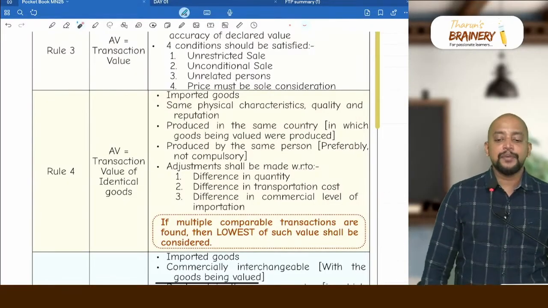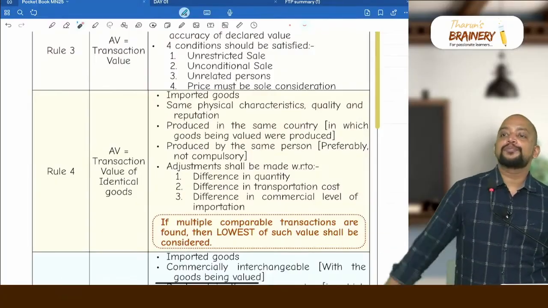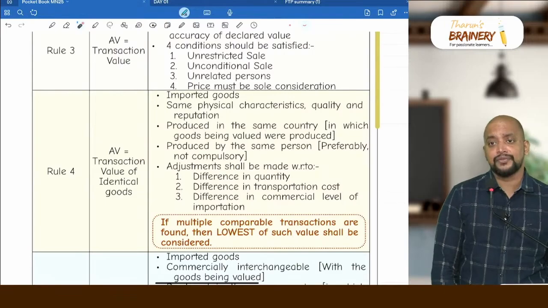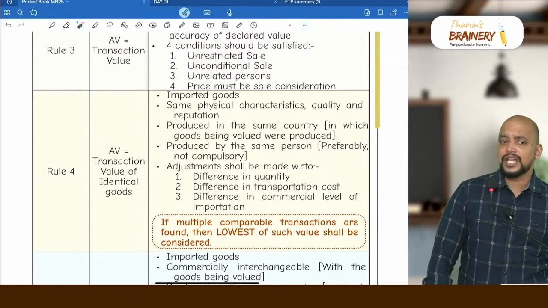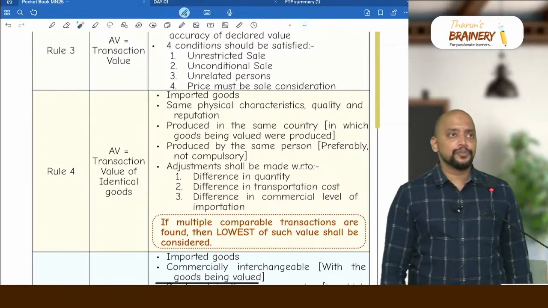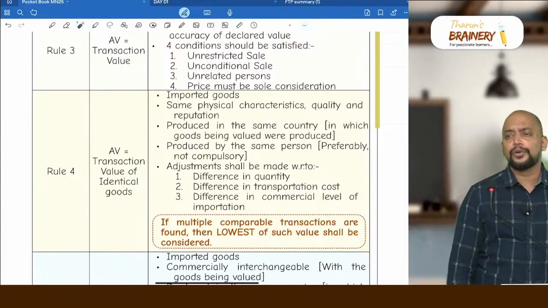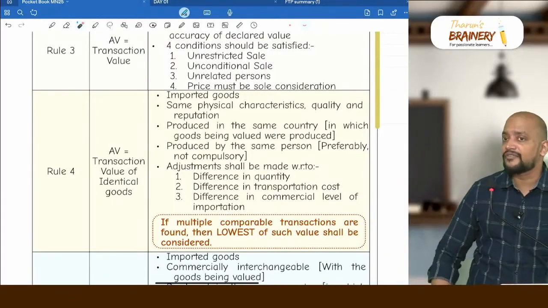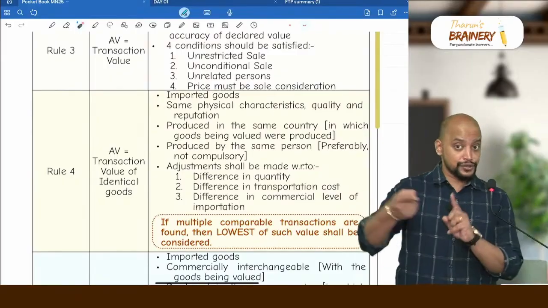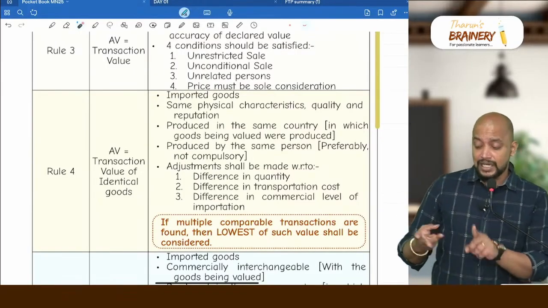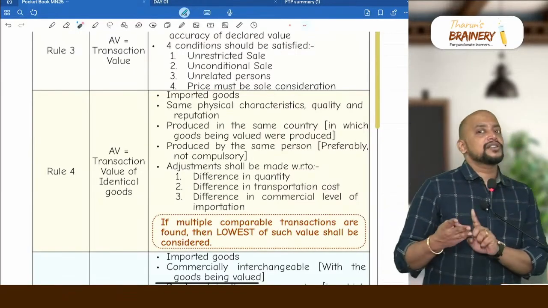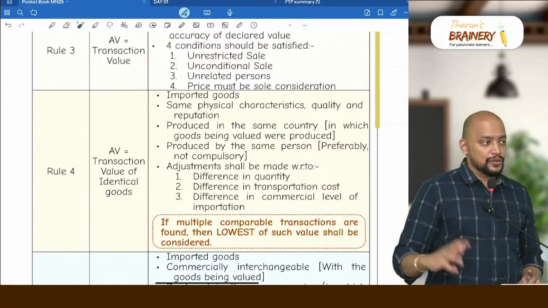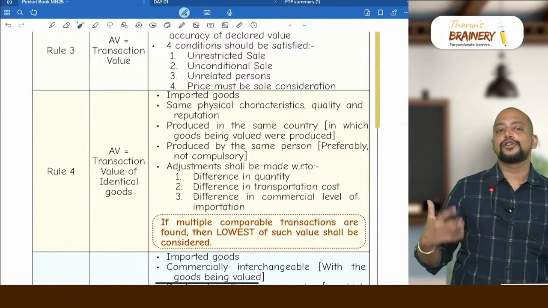For example, I am importing an LG washing machine and you are importing a Samsung washing machine. I am importing from Taiwan, you are also importing from Taiwan, and everything is same to same. I am importing top load, you are also importing top load, same capacity, same features, everything. Can we take that as identical? Of course we can, because that is also imported, same physical features and quality, same country, but not the same producer. It's okay, it can be taken as identical goods. If it is the same producer, well and good. If not, also it is fine.